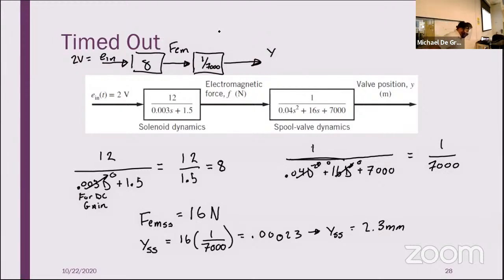You guys have any questions on the idea of DC gain? This is something that's going to be really useful for us when we get towards frequency response, or if you want to know what the steady state response of the system is very quickly.